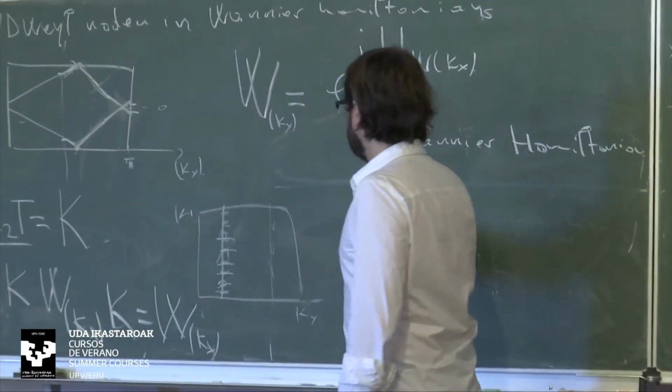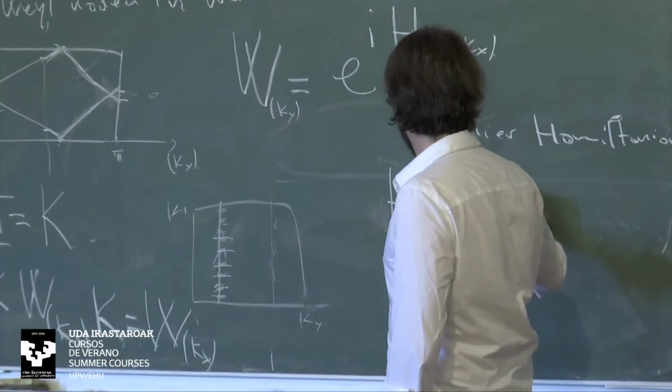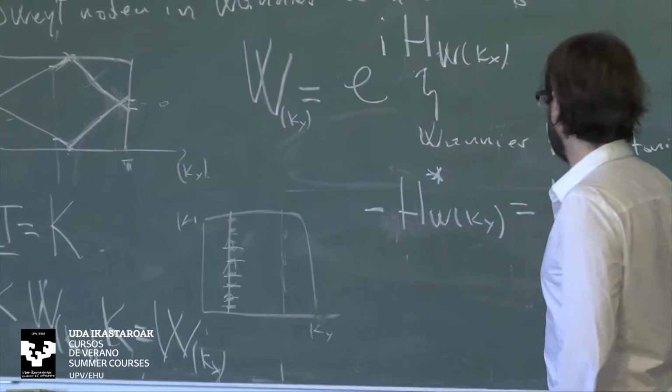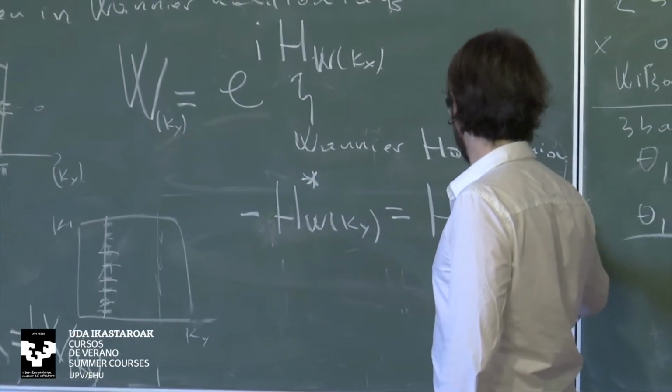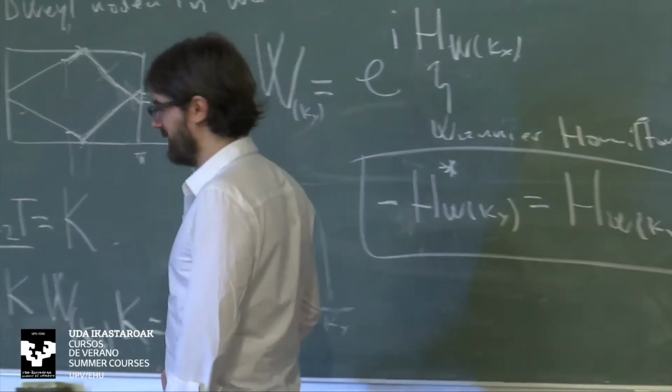Now, is it clear that this means that h omega of kx, complex conjugated, is equal to h omega of kx? Or omega w. Dyslexia.